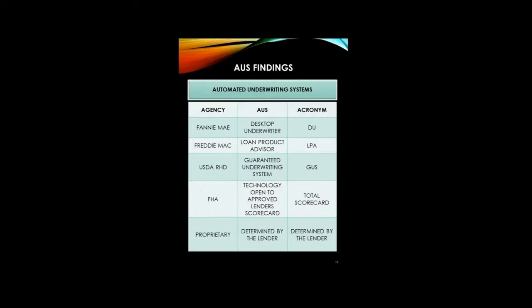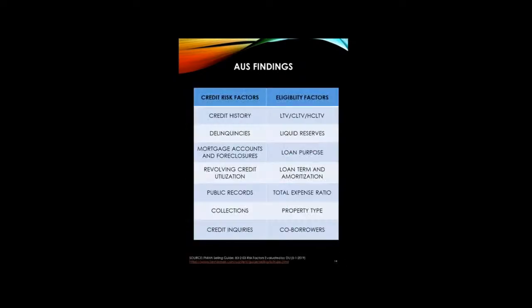So check with your company to see what programs and systems they like to use. Some lenders will only use DU for their conventional loans and not LPA. Some do both. Some only use LPA. So just double check. The AUS findings are the credit risk factors that come into play when they're approving the loan. Check for eligibility is credit history.